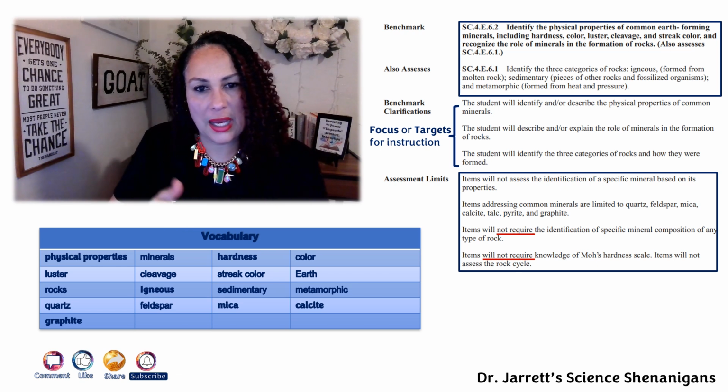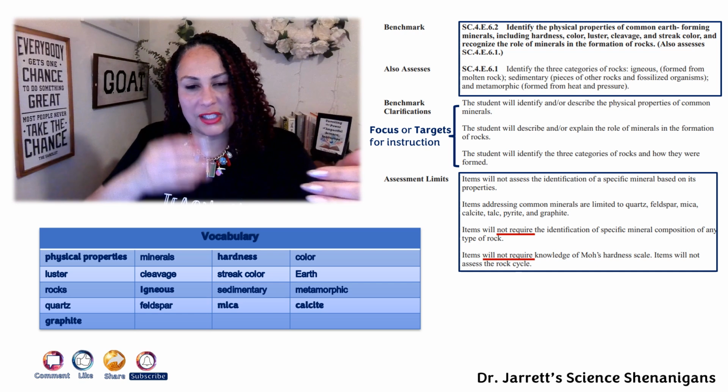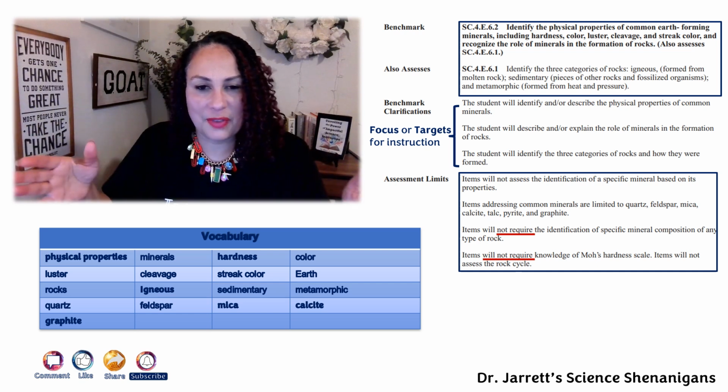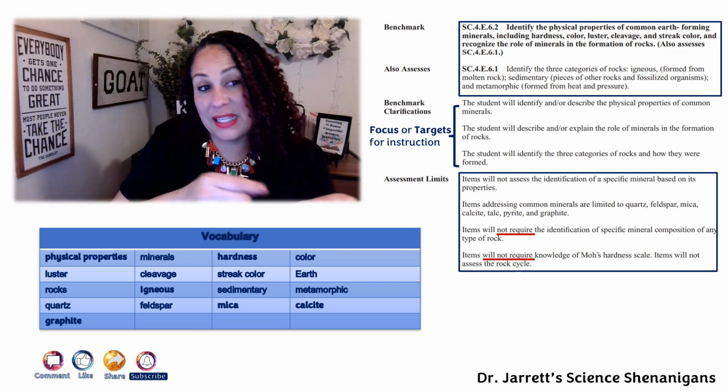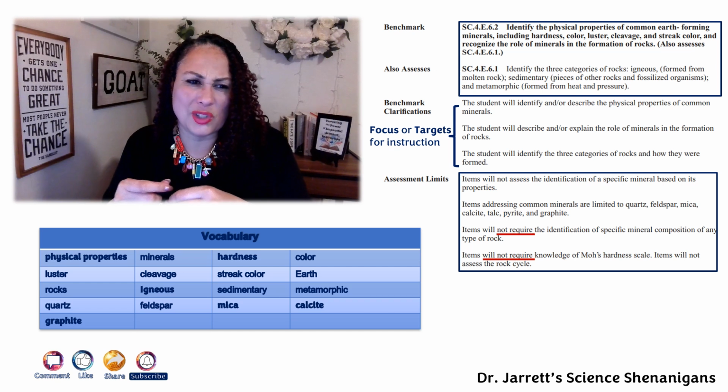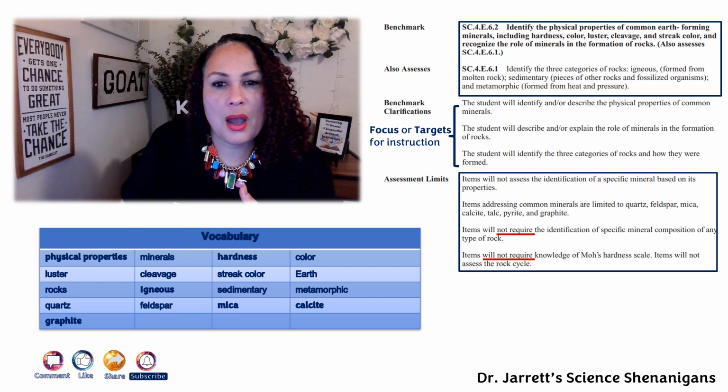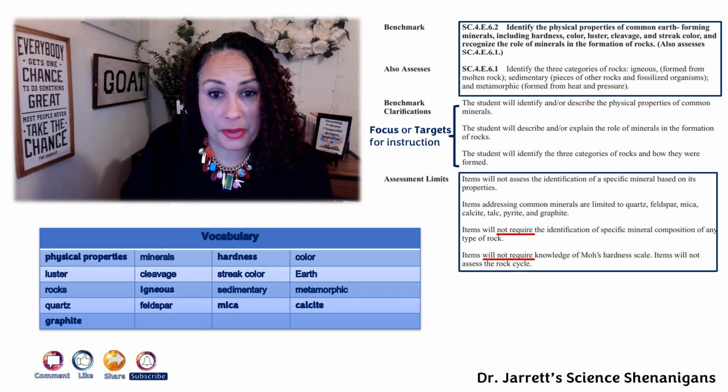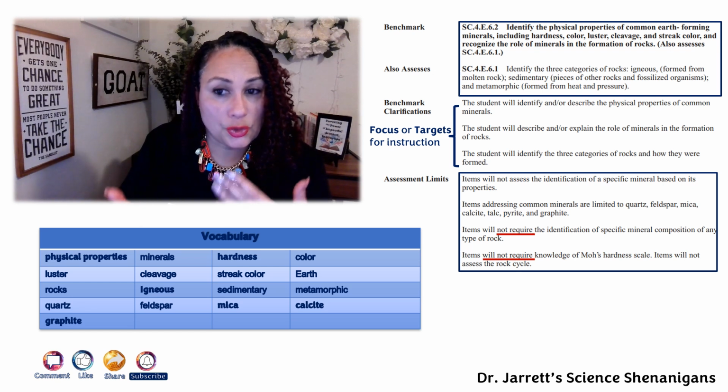The student can take the minerals and put them in order, first, second, third, fourth, fifth. Which one was the easiest to scratch? What was the one that was harder to scratch? Color: what color is the mineral? What is the luster? What is the cleavage? What is the streak color?